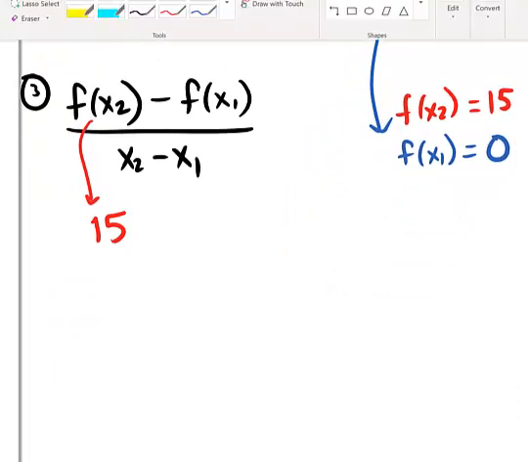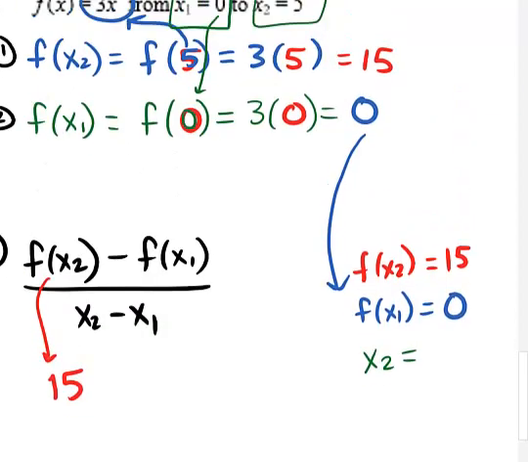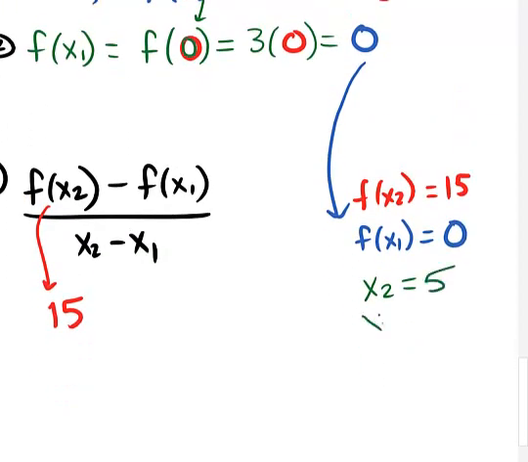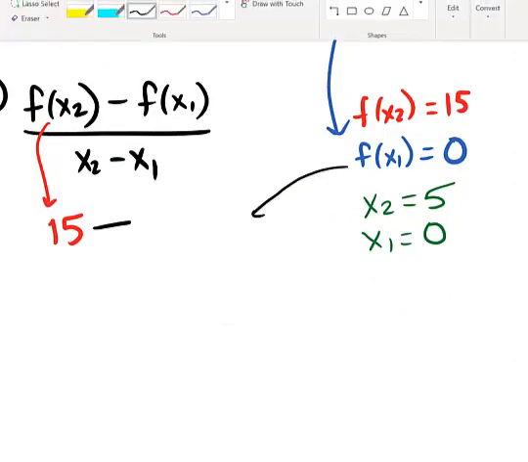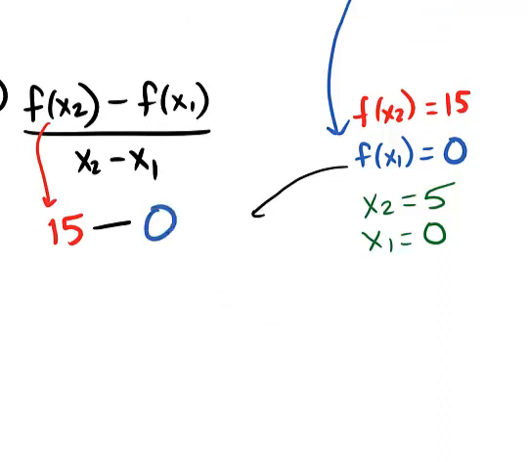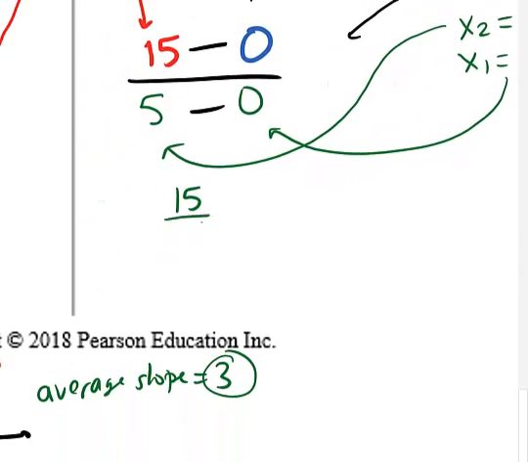Alright, I think we got all the parts we need for this formula. And then x2 and x1 were what now? x2 was 5, and x1 was 0. There we go, and we'll just fill all those things in. 15, and then minus, f of x1 was 0. Might as well use the same colors so I don't confuse myself. Over x2 was 5, and x1 was 0. That's kind of a nice answer. 15 minus 0 is 15. 5 minus 0 is 5. So it ends up being 15 over 5, which is 3.